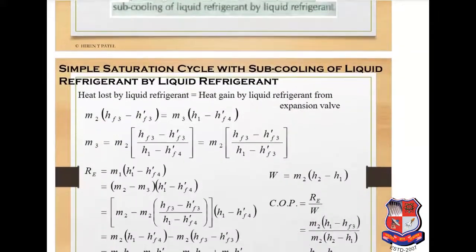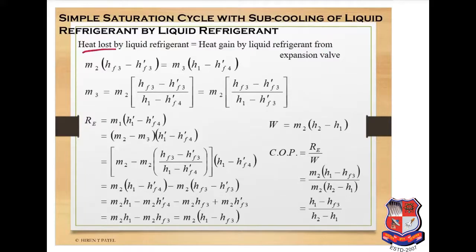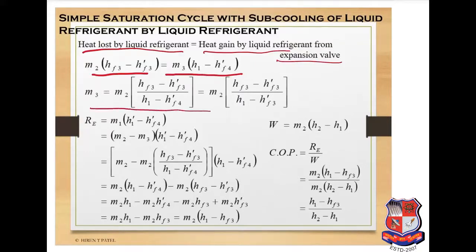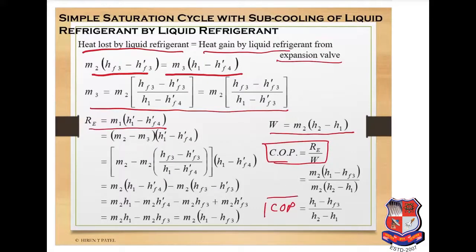So here again the heat balance is: heat lost by the liquid refrigerant is heat gained by the liquid refrigerant from the expansion valve. So M2 into (HF3 minus HF3 dash) is equal to M3 into (H1 minus HF4 dash). From that we get the equation for M3, and the refrigerating effect is M1 times (H1 dash minus HF4 dash), and W is equal to M2 times (H2 minus H1), and COP is RE by W. So we have the final equation of COP as (H1 minus HF3) divided by (H2 minus H1).